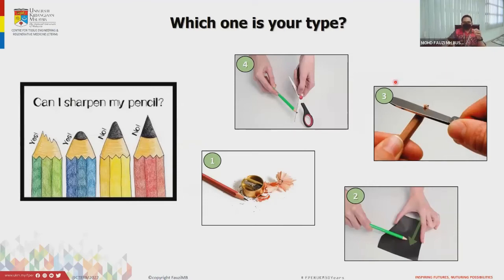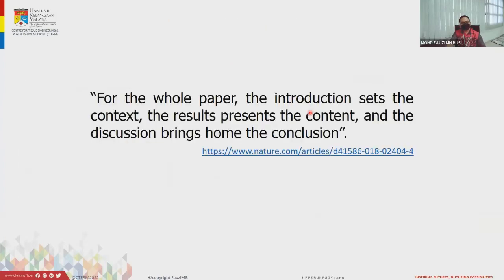So you can sharpen using a sharpener, or sandpaper, or blades, or scissors. All can be sharpened, right? But the thing is, which way you select, okay, for you to embark on the Q1 publication channel.